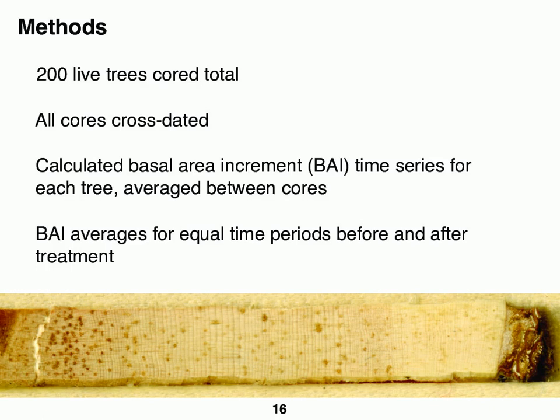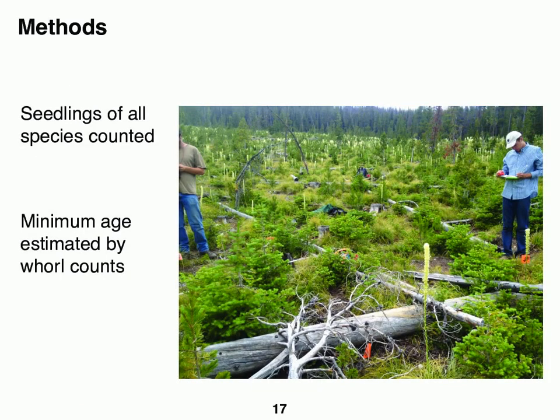When I got the tree ring series, I then calculated basal area increment using the diameter and made a calculation of ring width and the diameter of the tree and back calculated the increment. Made the time series for each tree and averaged that between cores to get an average measurement that's hopefully representative of the entire tree growth. And then for analysis, I took the BAI, the basal area increment averages, for equal time periods before and after the treatment. And that time period depended on the treatment itself because they all had different implementation times.